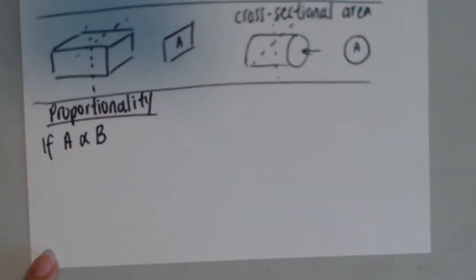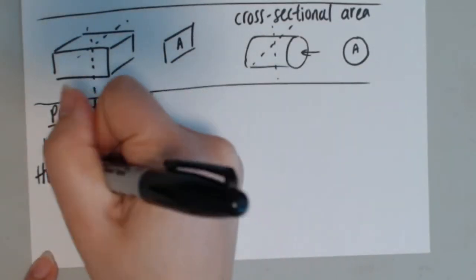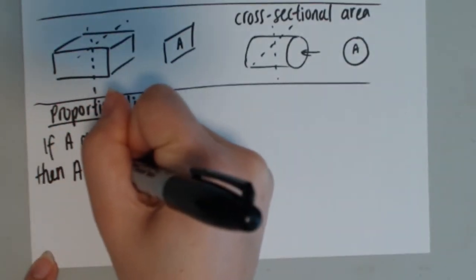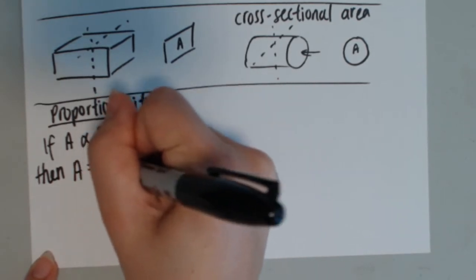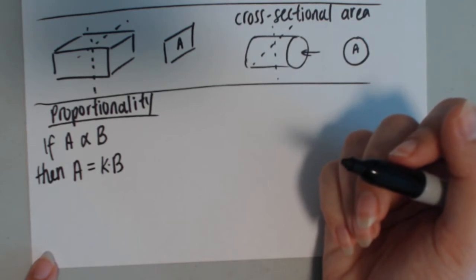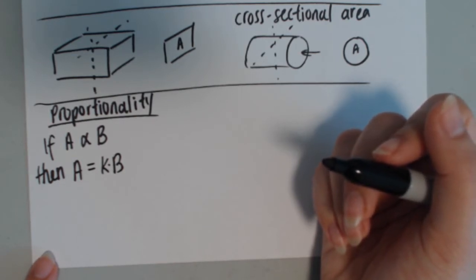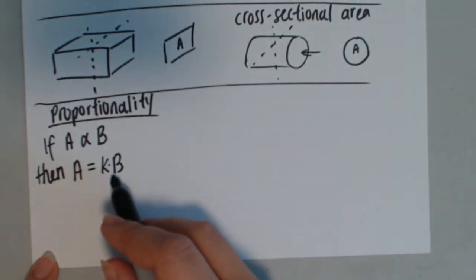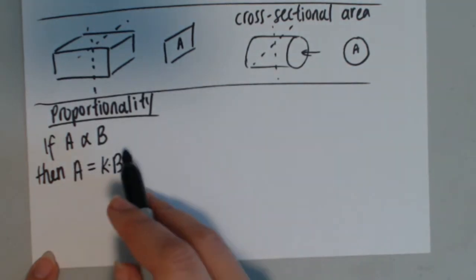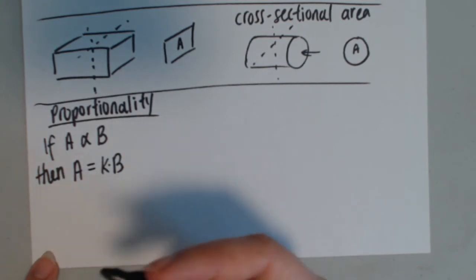If A is proportional to B, how do we turn this into an equation? If A is proportional to B, then A is equal to B times a constant. This is always, always, always true. If you remember this, it will make your life so much easier. If two variables are proportional to each other, then one is equal to the other times a constant. Now, I didn't have to put the constant on the right. I could stick it on the left. It doesn't matter. It just means that depending on which side it's on, that constant would just take a different value.